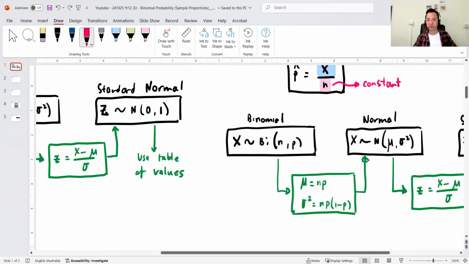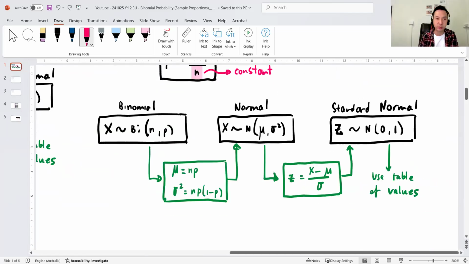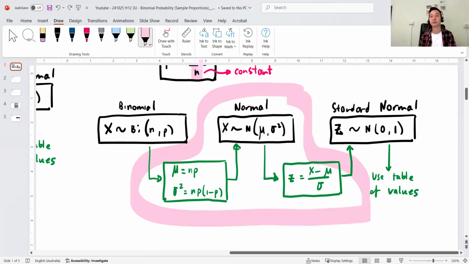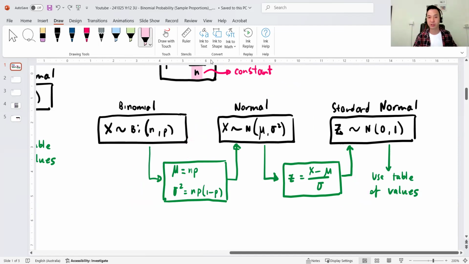The only point of difference is this bit here, right? When you do sample proportions, we're going to basically replace that middle section with the formulae relating to sample proportions, right? And I'll show you how I'm going to do it.